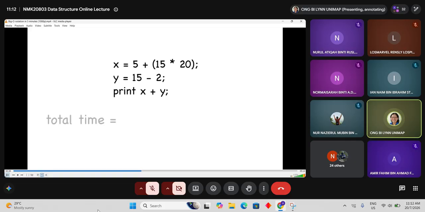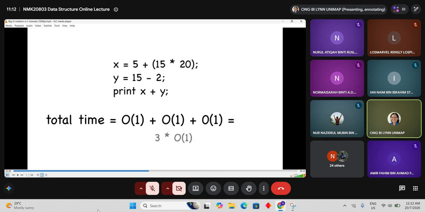How do we compute Big O for this block of code? We simply add each of their times and we get 3 multiplied by Big O of 1. But remember, we drop constants, so it's still Big O of 1. Okay. Although you have Big O notations of 1, three times, tapi jangan lupa dropkan constant dia. That is why your answer will be equals to Big O notations of 1.